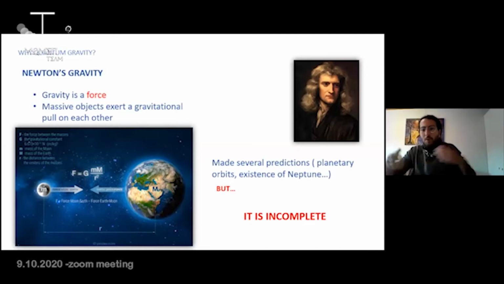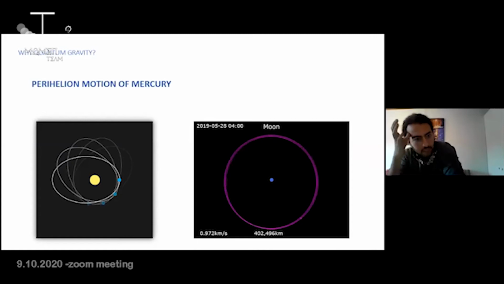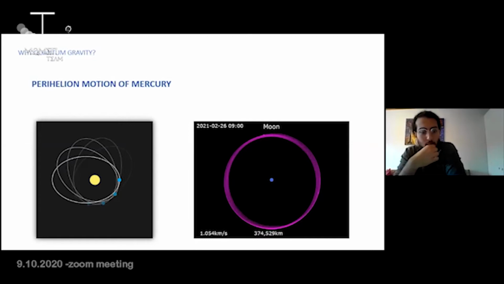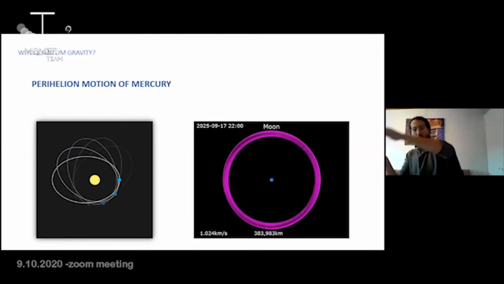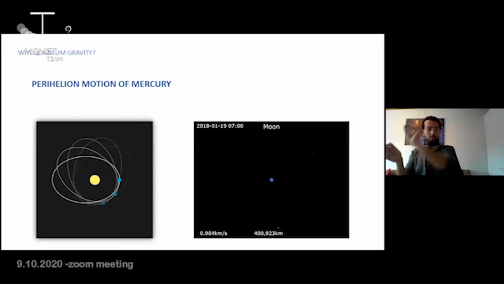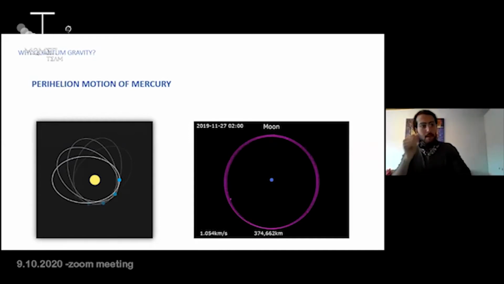But we knew it is incomplete. Why? Because it didn't answer all the questions. For example, there was a big problem in Newton's theory, which is the perihelion motion of Mercury. What is perihelion motion? Kepler's laws say planets orbit around their star in an elliptical orbit, okay? And they have a certain period, a certain frequency, and after each period the planet returns to its place.